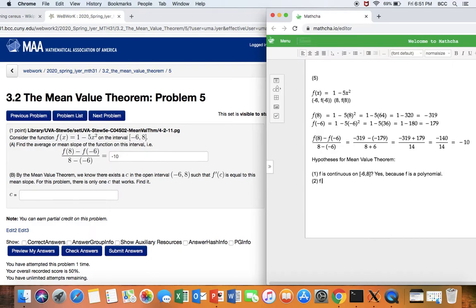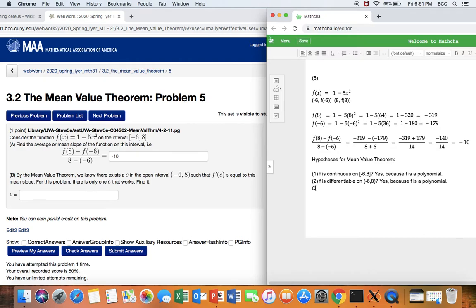Question: is f differentiable on the open interval (−6, 8)? Well, yes, again, because f is a polynomial. A polynomial is differentiable, that is, you can find the derivative and there are no denominators, nothing to worry about. So the derivative is well defined on the whole real number line. In particular, on a small part of it, it is definitely differentiable. So these are the only two hypotheses you need.